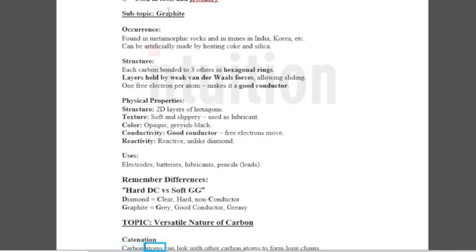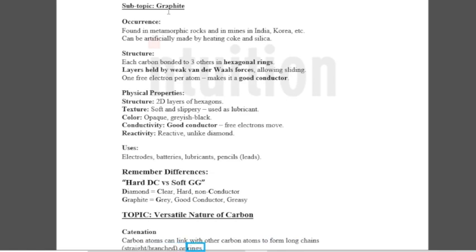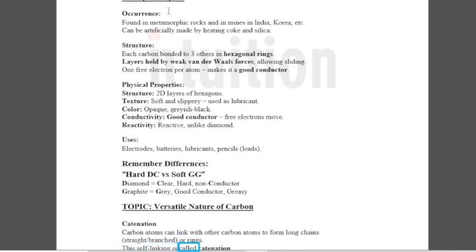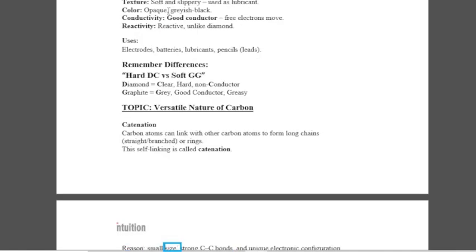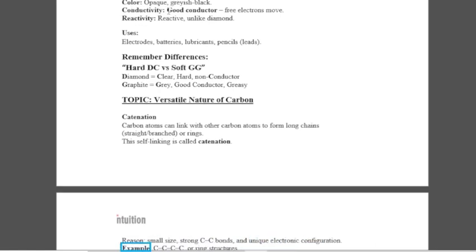Topic: Versatile nature of carbon. Catenation: carbon atoms can link with other carbon atoms to form long chains, straight, branched, or rings. This self-linking is called catenation. Reason: small size, strong C-C bonds, and unique electronic configuration. Example: C-C-C-C, or ring structures.